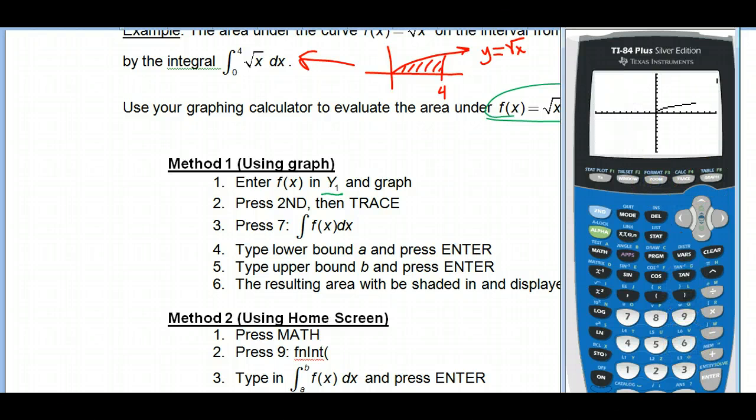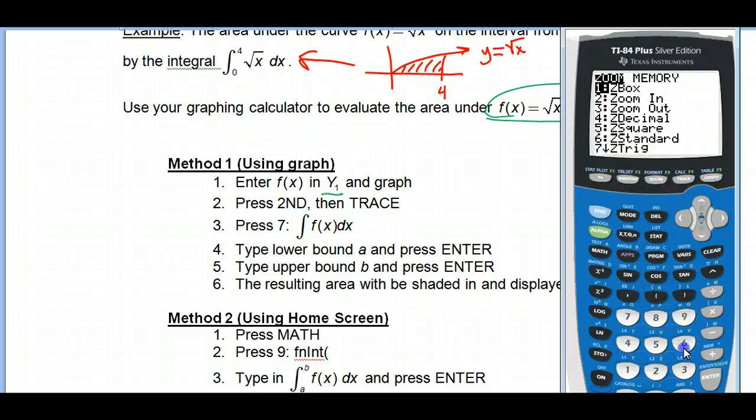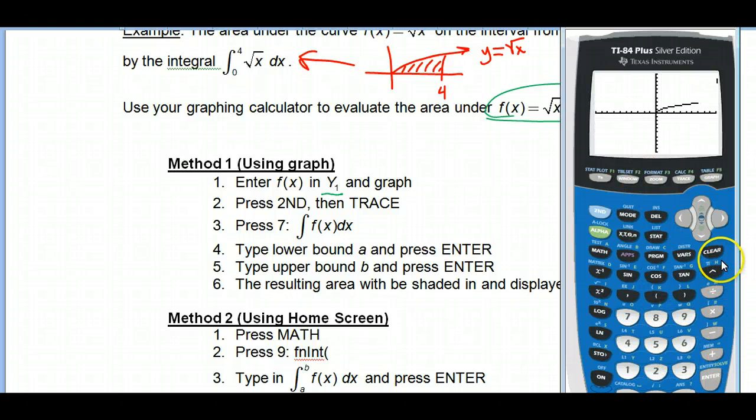Maytal, you were just asking, whenever your window isn't from -10 to 10, if you just press zoom and then number 6, that automatically puts it from -10 to 10. So zoom 6 will graph it -10 to 10, -10 to 10. Okay, so here's my square root of x.